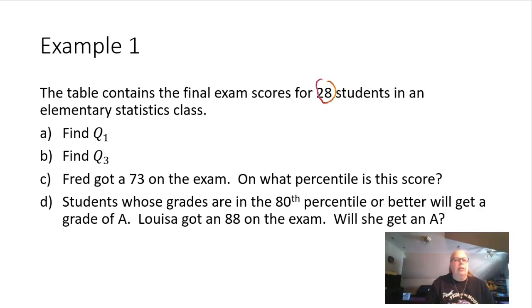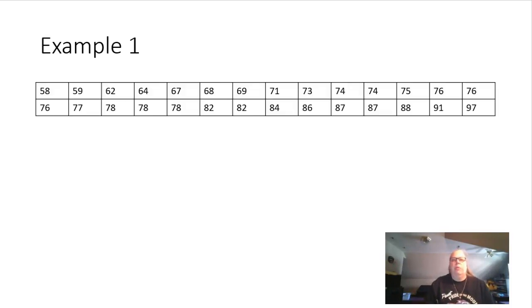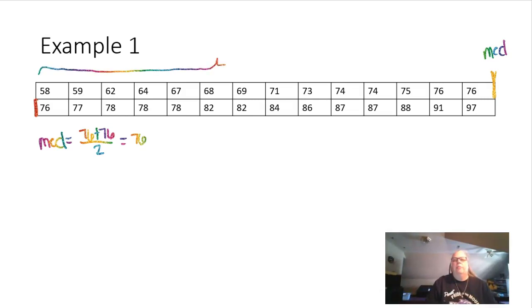Since there are 28 students, that means we're going to draw our line between the 14th and 15th data point. So let's see, 1, 2, 3, 4, 5, 6, 7, 8, 9, 10, 11, 12, 13, 14. So our median is going to be somewhere in between 76 and 76. Now, it didn't ask me this, but I can see that the median is going to be the average of these two because there's an even number of data points, and this is going to give me 76. All right, Q1 is actually going to come from this part of the data, the lower set.